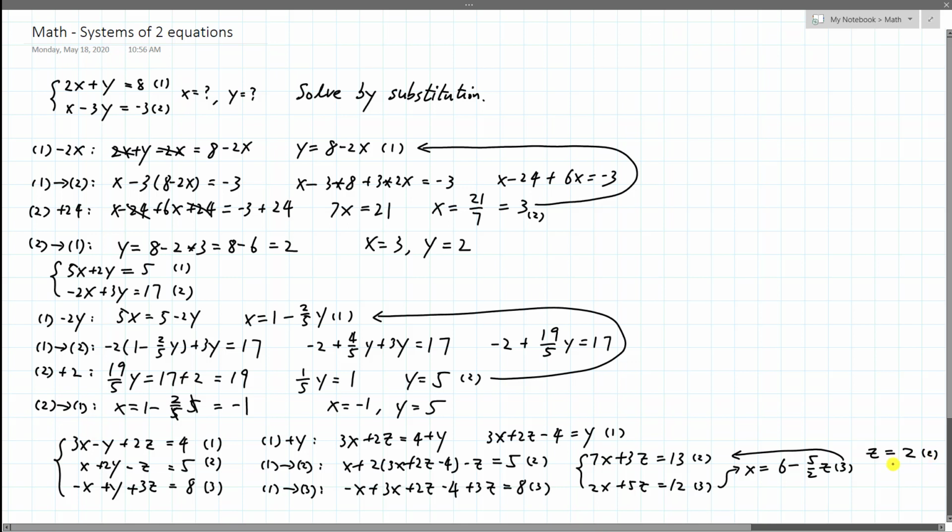So where do you go now? You go back to this substitution, so that with z plugged in, you can get x. X is actually 6 minus 5 over 2 times 2, which is 1. So you get x equals 1. So now with both of these, you can return to this first substitution where you got rid of y. So plug in x and z now, and that gets you y equals 3.